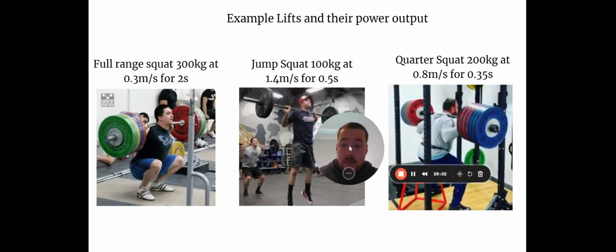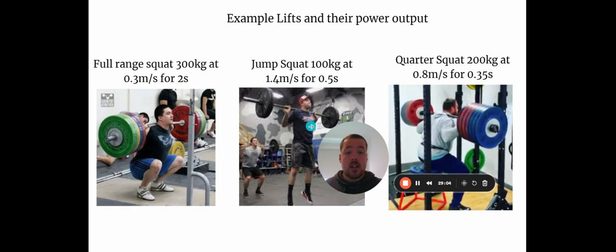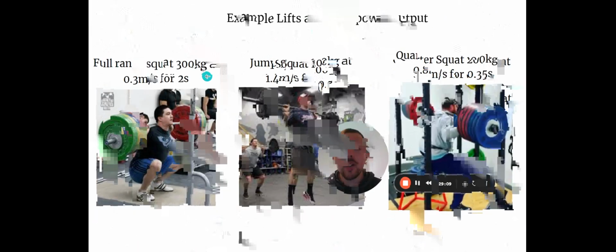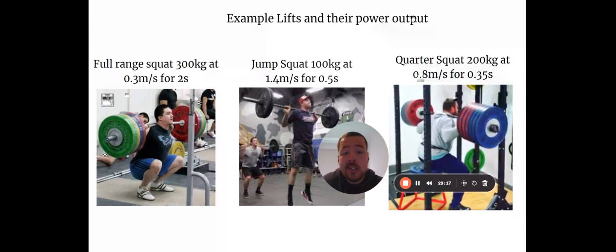Practical example number 2. If we look at a few different exercises and how they may affect power output, a full range squat, 300 kilos. Who wouldn't want that? Most traditionalists would love to have a full range 300 kilo squat, okay? And they'll say that's going to make you throw far. But will it? Probably not.